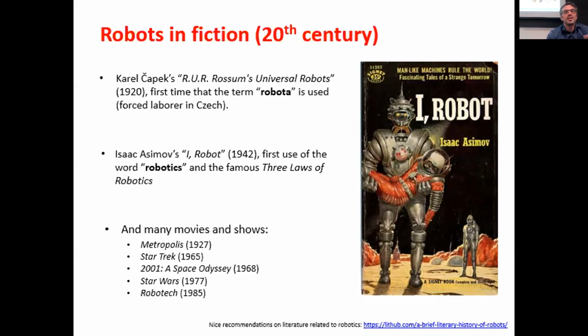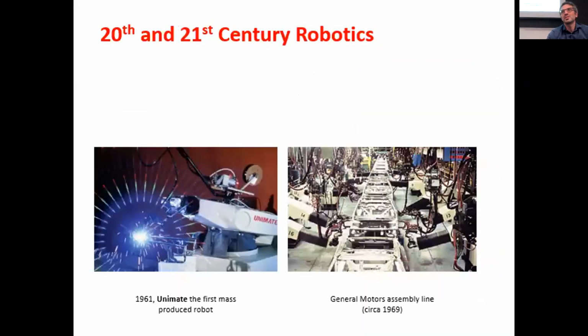And there are many movies, from Star Trek, Metropolis, Star Wars, along the years. And the problem with this is that people think that robots in reality should be able to do whatever they see in movies, but this is very far from reality in essence. So we take inspiration from science fiction, but we are still very behind it with respect to what you see in movies.